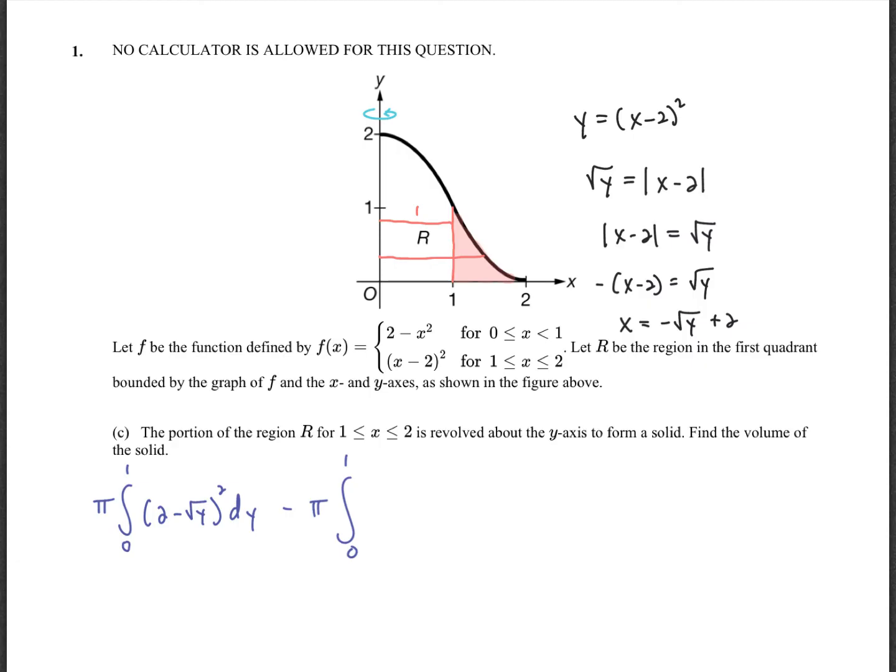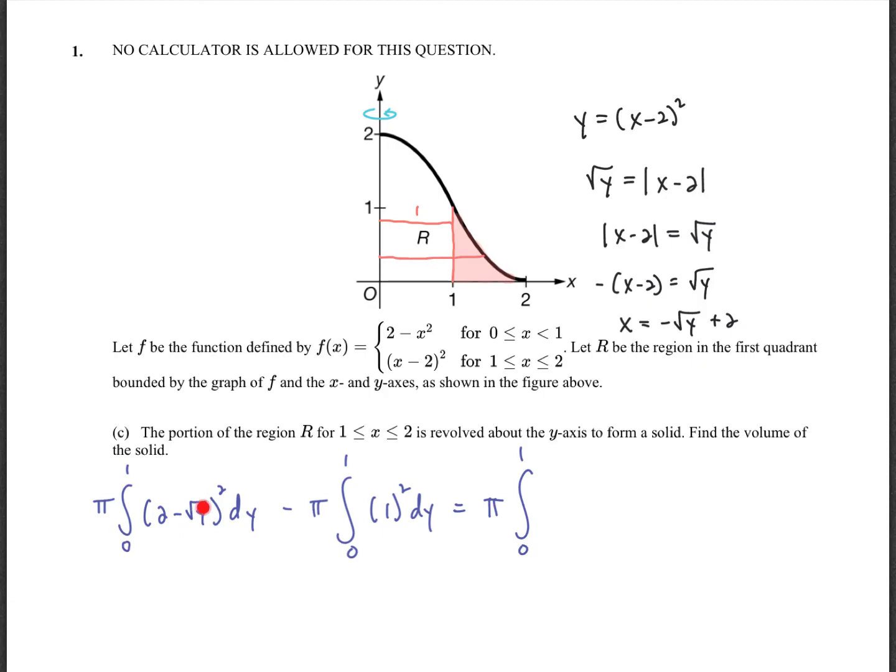So technically we're doing pi times 1 squared dy, but that's really just 1. Okay, so I'm going to pull out the pi and just make it all one integral. The integral from 0 to 1.